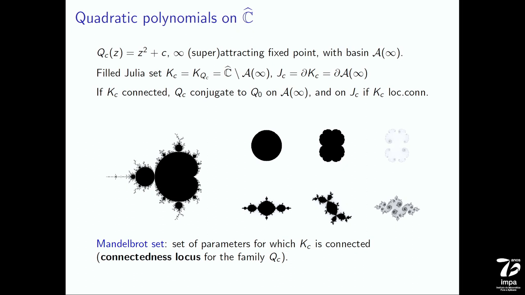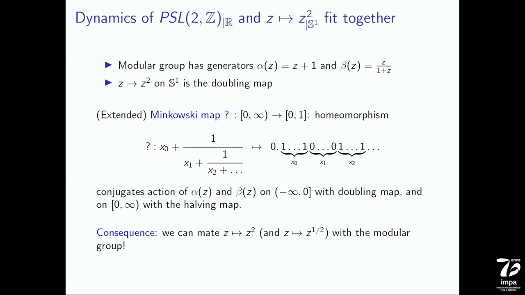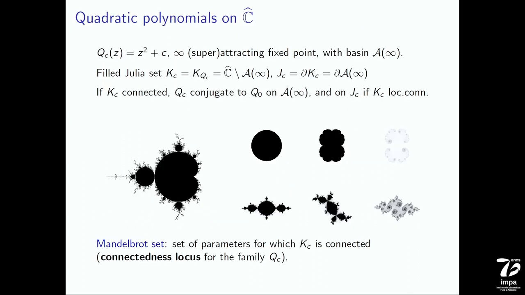on its Julia set. Here I draw the filled Julia set of some elements of the quadratic family. Here is for c equals 0, we saw it before. Here is with c equal 1/4, and this is 1/4 plus epsilon. And the set of parameters for which the filled Julia set is connected is called the connectedness locus, and it's the Mandelbrot set, this guy. 0 is here, 1/4 is the cusp, and 1/4 plus epsilon is here outside. And in these two cases, my Julia set is locally connected and this construction will work. This construction will work, actually, in all these connected cases.